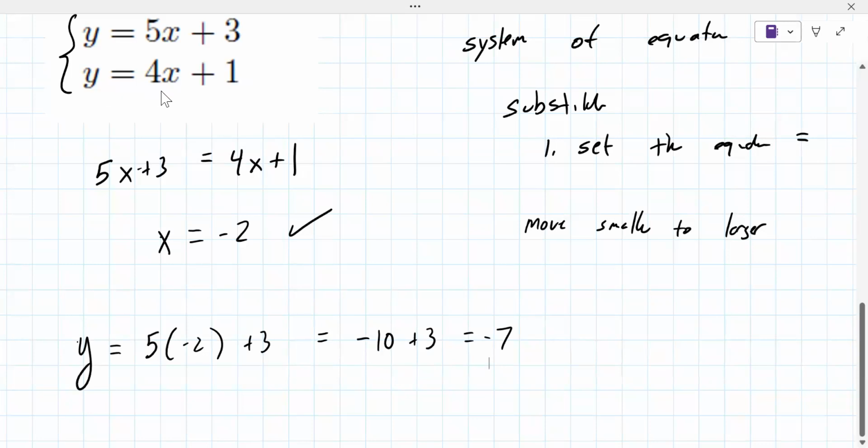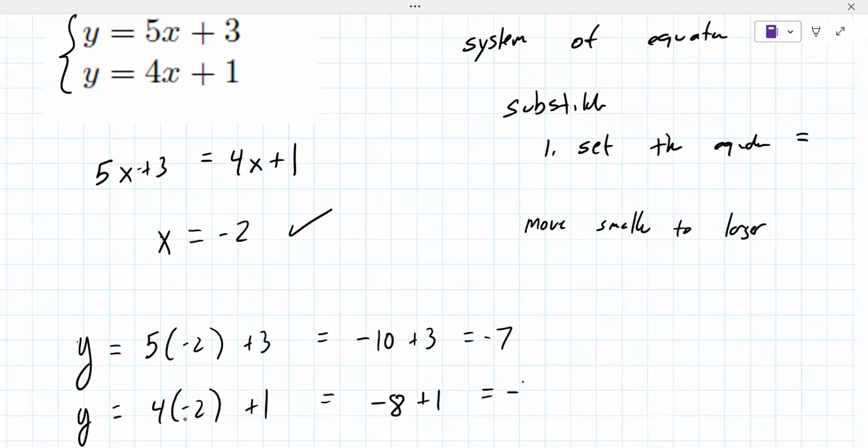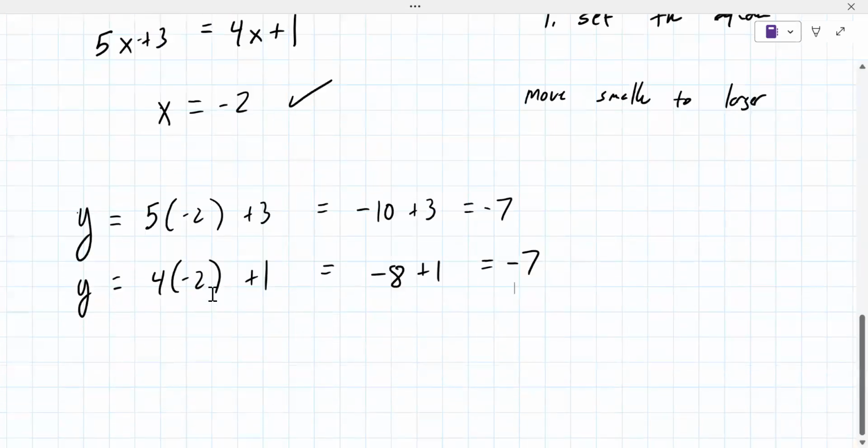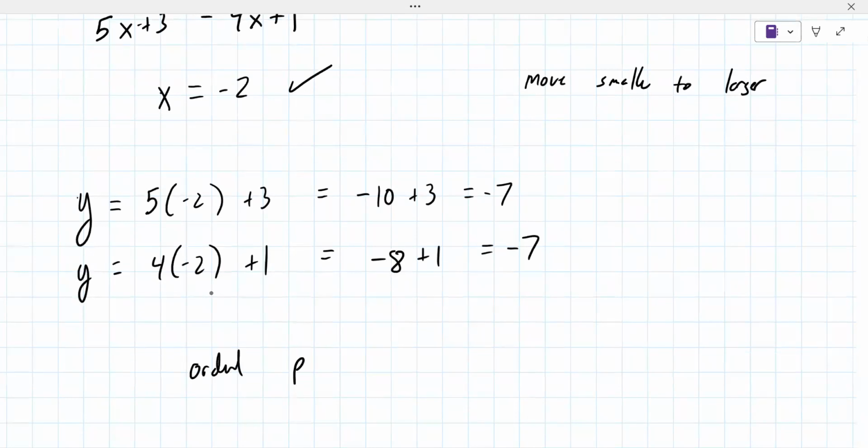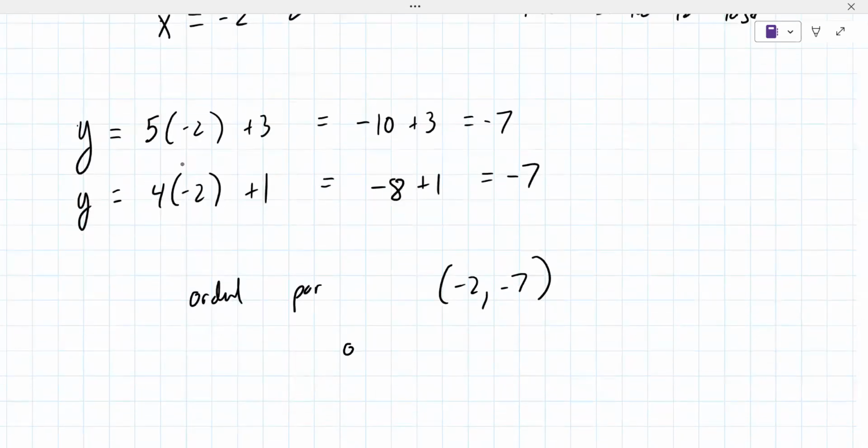Now if you went with the other equation, you might be wondering, does it give the same result? Well, it's supposed to. Meaning if you do it right, it should give the same result. 4 times -2 is -8. -8 plus 1 is -7. So your answer, and this is very important, is an ordered pair. Your answer is -2 comma -7. Or you could write x equals -2, y equals -7.